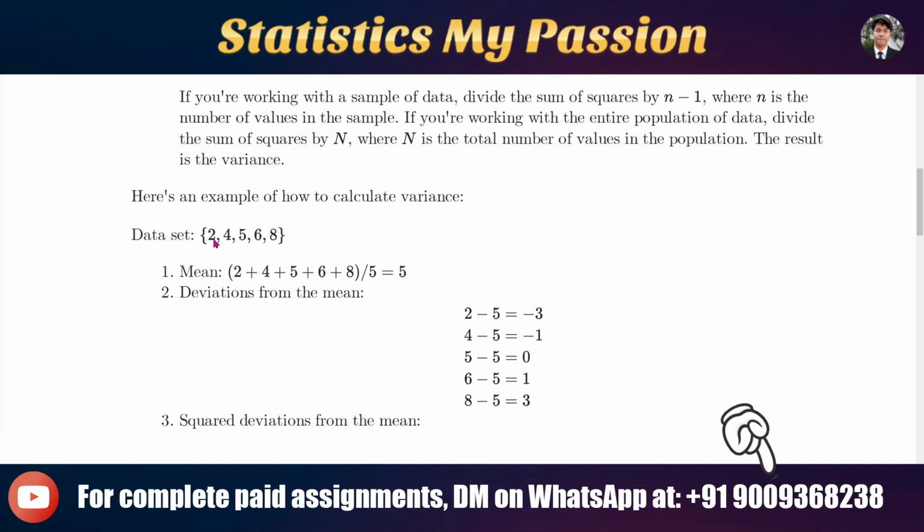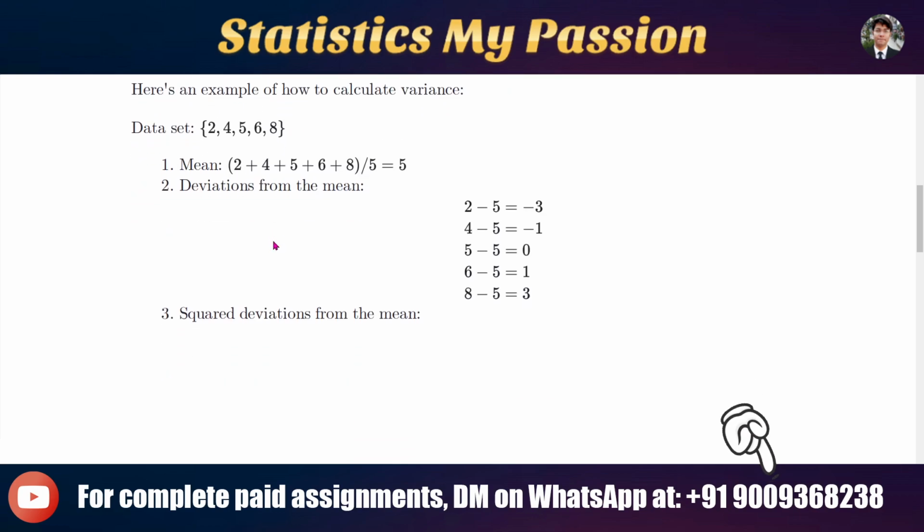Let's suppose we have the data set 2, 4, 5, 6, 8, any numbers we can have randomly. First of all we need to find the mean. Add all the numbers, 2, 4 and so on, and divide by 5. This divided by 5 is equal to 5, which is easy. If you don't know how we find the mean clearly, you can watch my previous video.